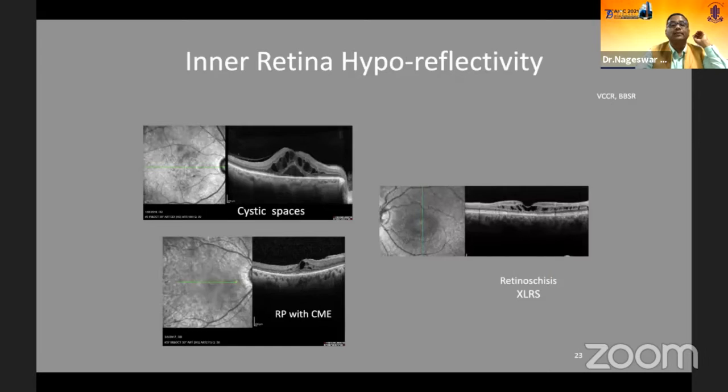So inner retinal hyperreflectivity, again, as I said earlier, is because of any accumulation of fluid. There will be cystic spaces which show hyperreflectivity in the retinal layers, or that will be seen in many cases like retinoschisis, RP with CME, so many.